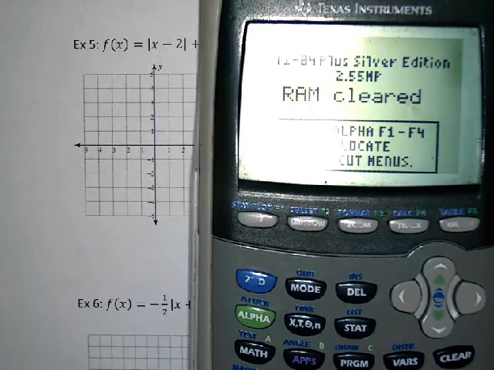Calculator's cleared, so we're ready to go. Second, the blue button, second plus 712, just to get it cleared, so we're all starting back at normal.